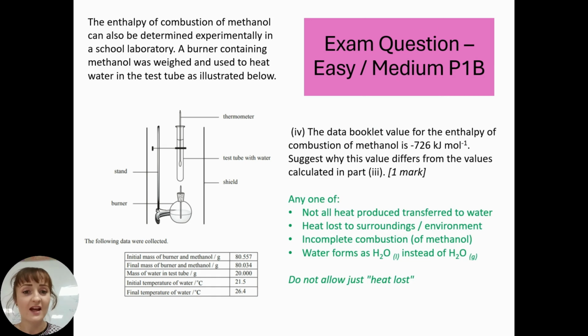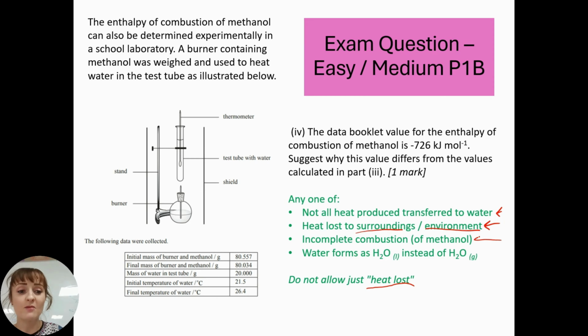The last question tells you that the data booklet value for that enthalpy of combustion of methanol is actually negative 726, quite different from the value that you just got in part 3. It asks you to suggest why that value might be different from the value that you've calculated. And these are all of the assumptions that we discussed already. Not all of the heat produced actually transferred to the water. There was some heat lost to the surroundings of the environment. And note that it's not enough to just say heat loss, you have to say where it's lost to. So it goes to the surroundings or the environment.